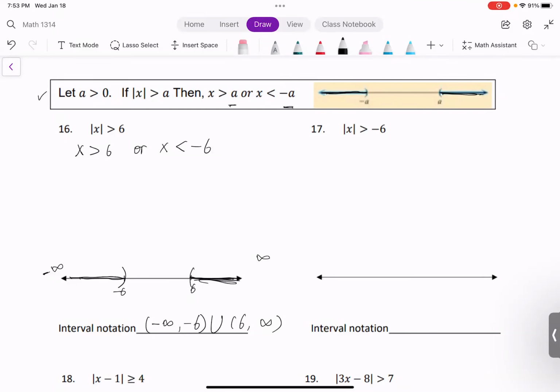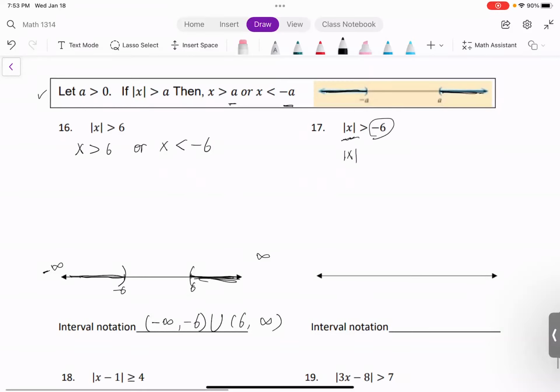Next example, the absolute value, the distance, is greater than -6. Yes, it's always true because the absolute value, or the distance from x to 0, is always positive. Of course, it's greater than any negative number. I can also say absolute value of x is greater than -2, or -3, or negative infinity. So if we have this, that means all the real numbers work in this condition.